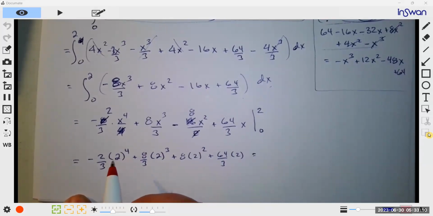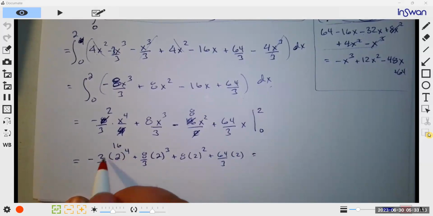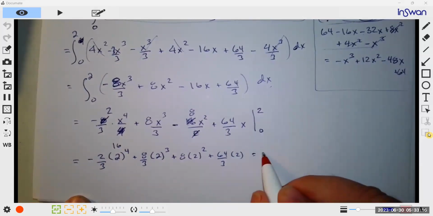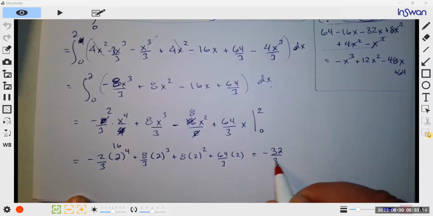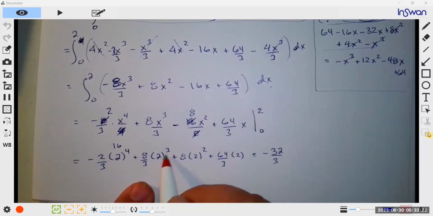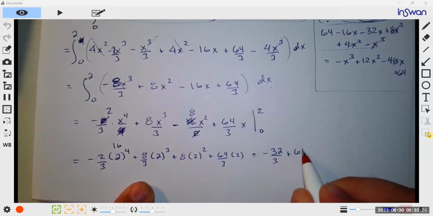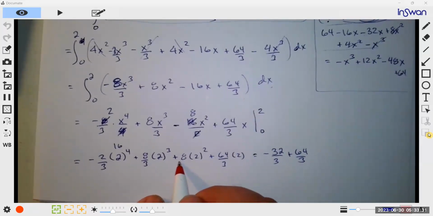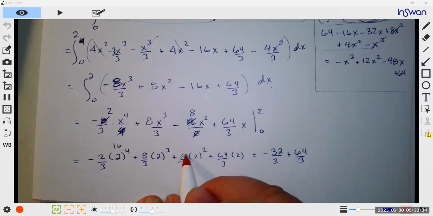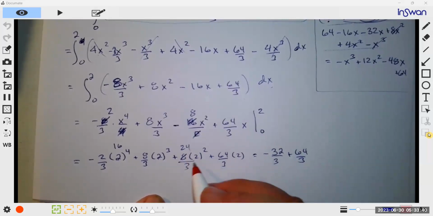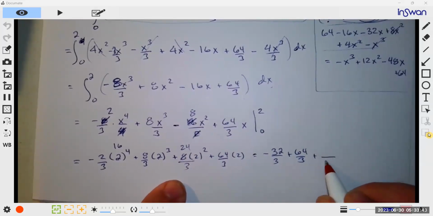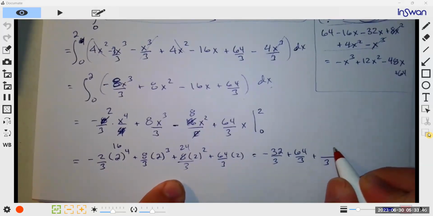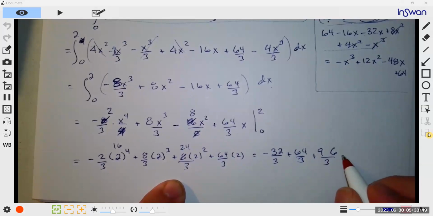Two to the 4th is 16. 16 times 2 is -32 over 3. 8 times 8 is 64. Let's go ahead and get different denominators of 3. So that's 24. 2 times 2 squared is 4. 24 times 2, 16, 96. 128 over 3.